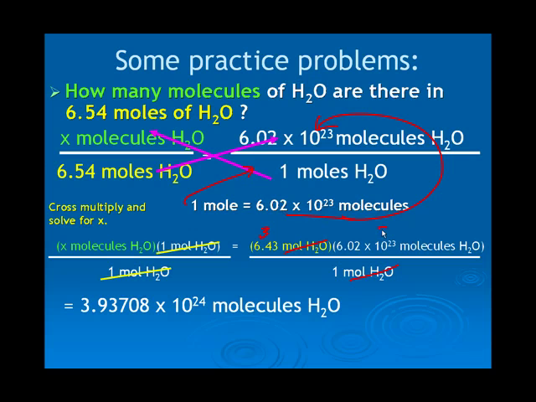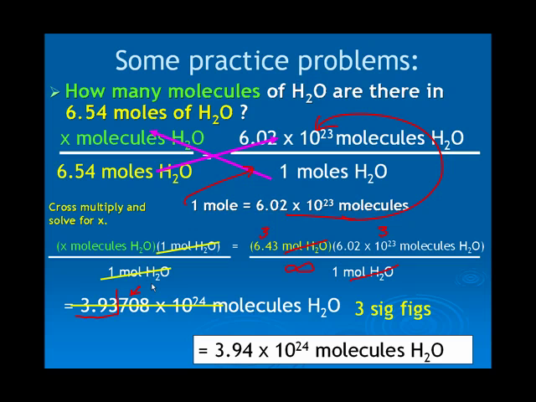6.43 is 3 sig figs. 6.02 is 3 sig figs. And your 1 is infinite. So I want to round this to 3 significant figures. I take those numbers, I look to the next one to round, and that says to round up. So 3.94 times 10 to the 24th molecules of H2O.